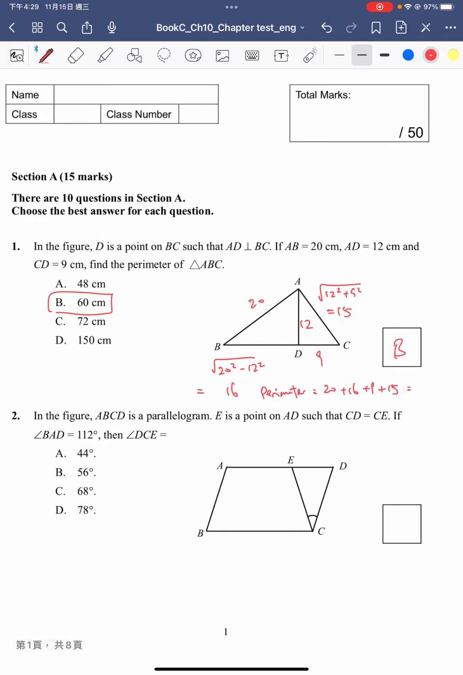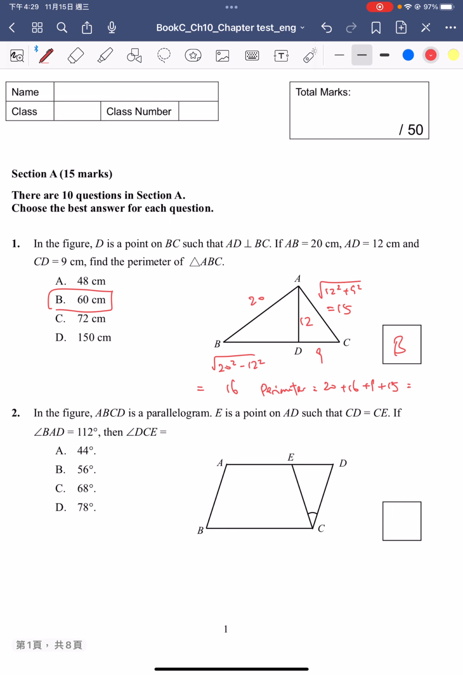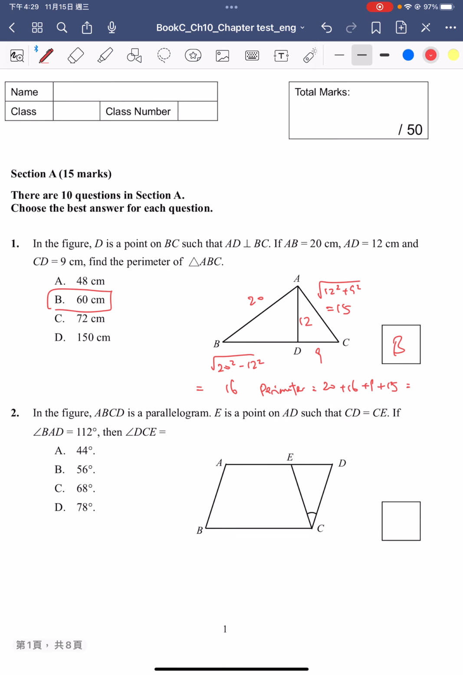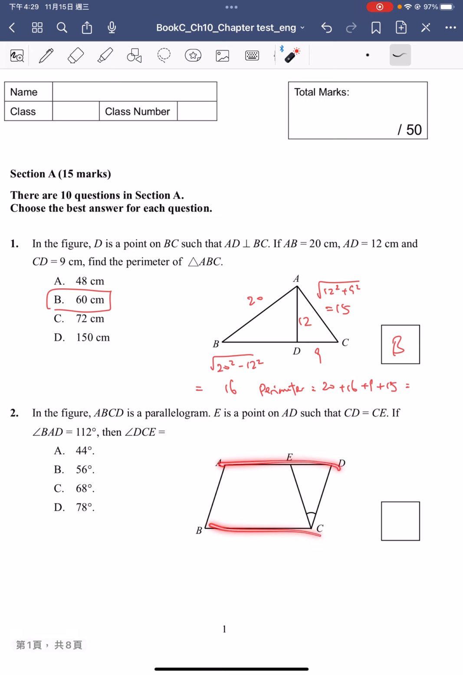Alright, so for question 2, in the figure we have ABCD is a parallelogram. Parallelogram means that these two lines are parallel and these two lines are parallel. First of all, we have E is a point on AD such that CD is equal to CE. And then if BAD is equal to 112, they ask you to find what DCE is. So DCE is here. Okay, so how can we find it out?